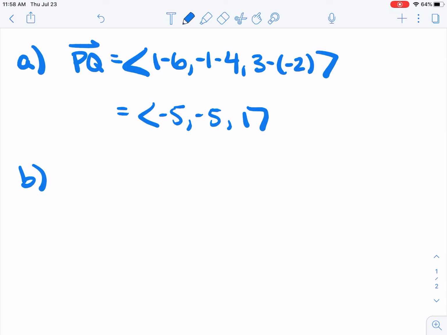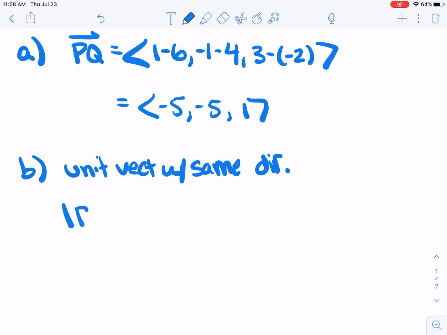B asked us to find a unit vector in the same direction as PQ. So we want a unit vector with the same direction. So to find a unit vector, given this vector, what we need to do is find the length of PQ, or the magnitude of PQ.